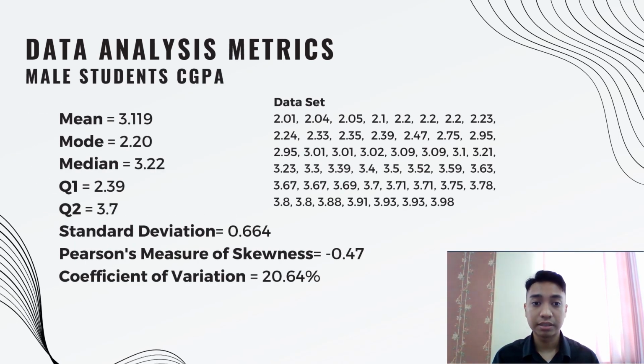For male students, CGPA values range from 2.01 to 3.98. Key metrics include mean CGPA 3.119, mode 2.20, median 3.22, standard deviation 0.664, and lastly, Pearson measure of skewness negative 0.47, which is shown as a negative skewness. The data indicates a slightly negative skew, with male students performing slightly better on average compared to females, but with a broader score distribution.